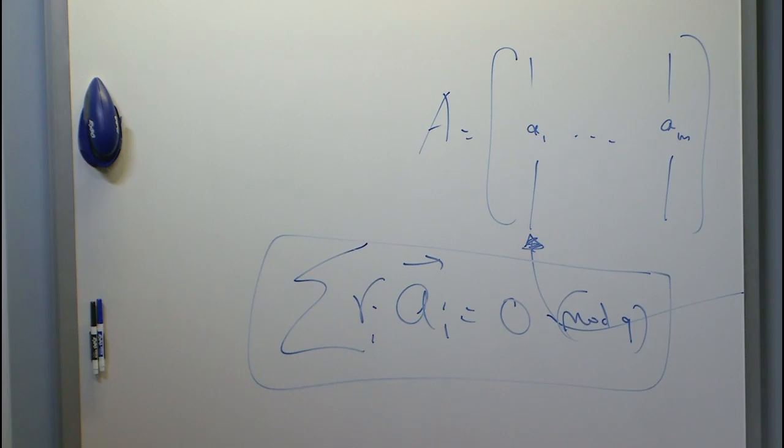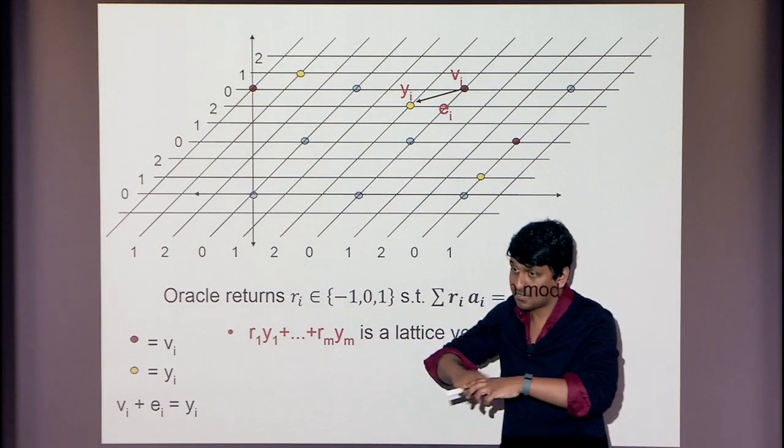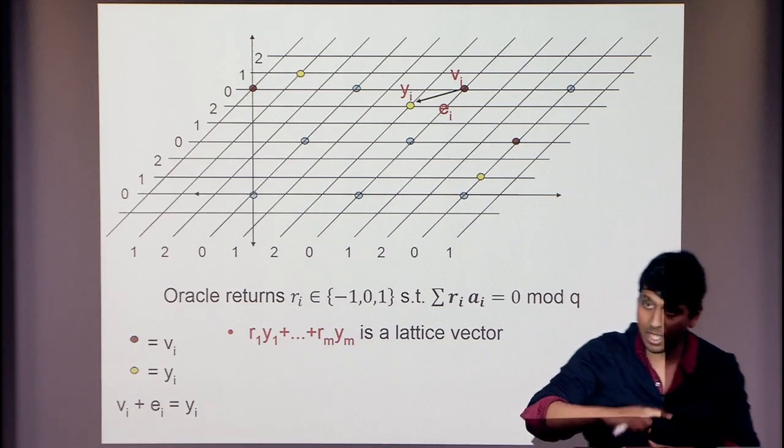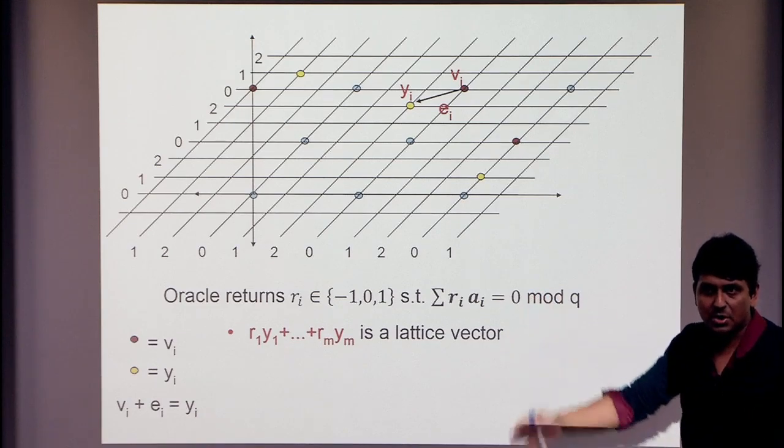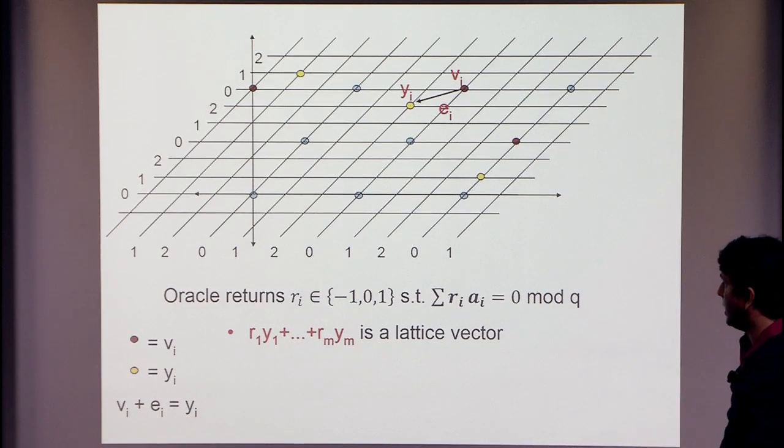Good. So let's fix some notation. V_i is my lattice point. Y_i is the sample that I got by adding a Gaussian to it, and E_i is a short Gaussian, the difference between the two, which is short. That's what it is.